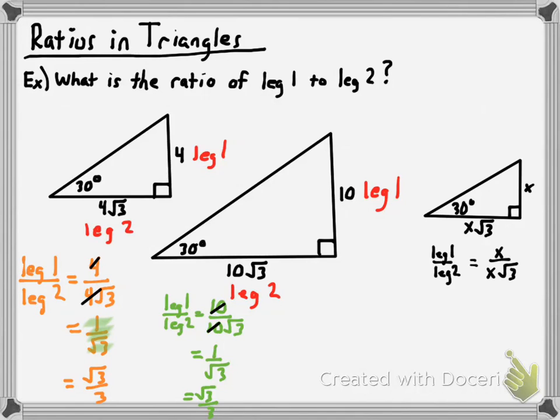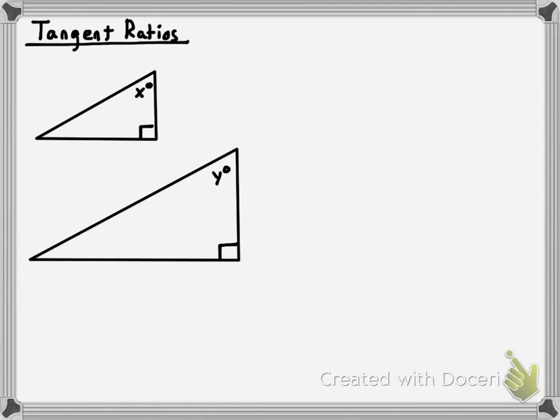Now remember, x could have been absolutely any number. And the exact same thing is going to happen here. The numerator and denominator have a common factor they can cancel out. And you end up with 1 over the square root of 3 as the ratio between the short leg and the long leg. Alright, every similar right triangle will have the same ratio between its legs as any other triangle that it is similar to. And that ratio is something called the tangent ratio.